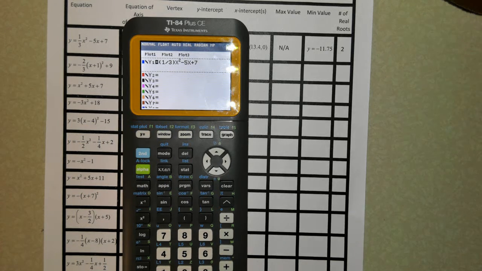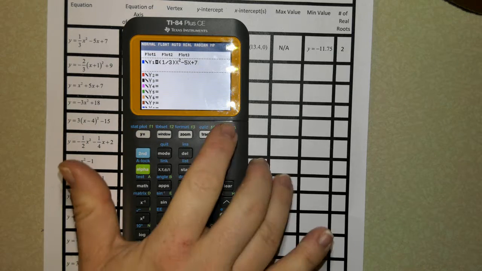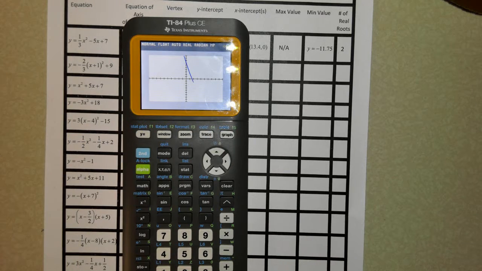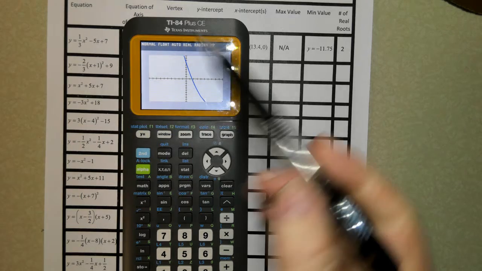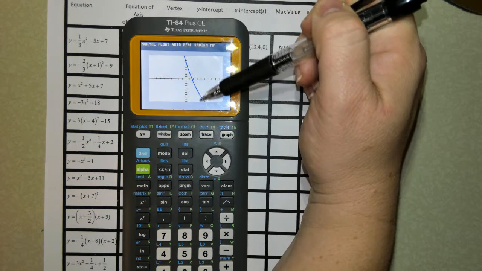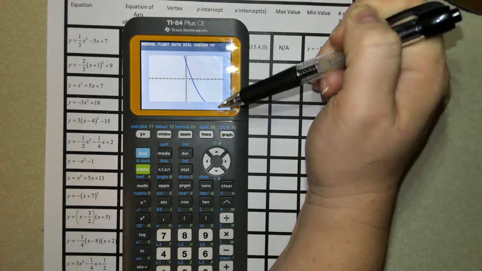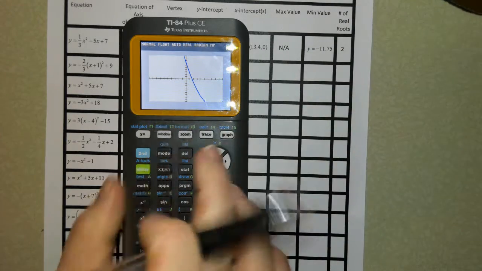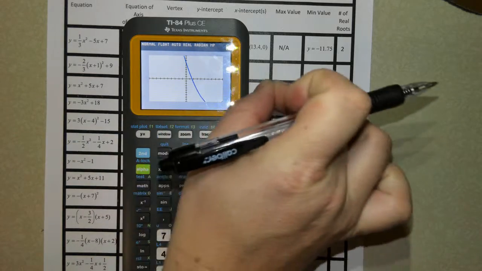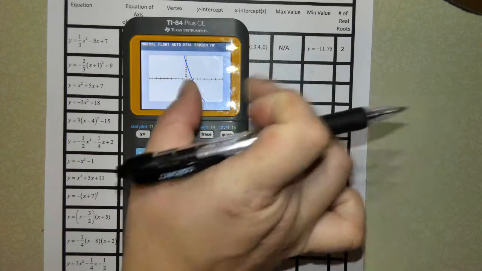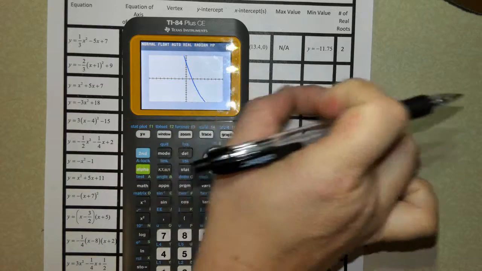We may need to adjust the window. There's a couple different ways to do that. Let's hit graph and see if we can see this. All right, so I know this is a parabola. It opens up. I cannot see the bottom, so I'm missing this key feature down here, which is the vertex. I'm also missing one of the x-intercepts. So I want to really move this to the right. I want to take the x's and move the x's to the right and also move the y's down. X's to the right, y's down.